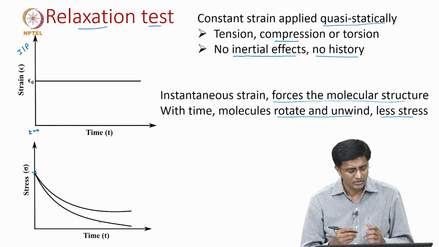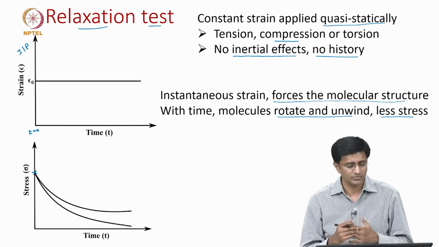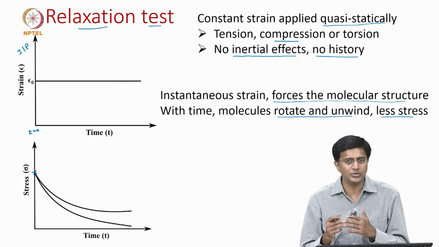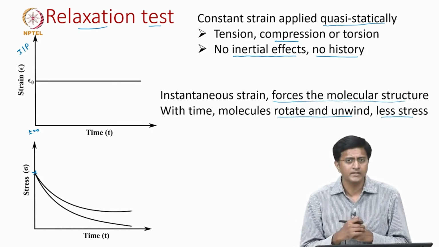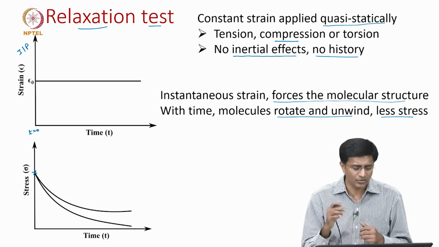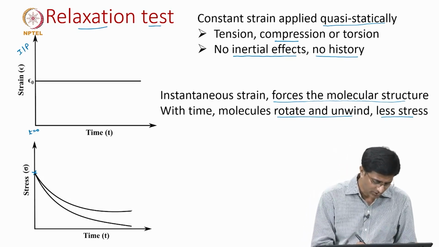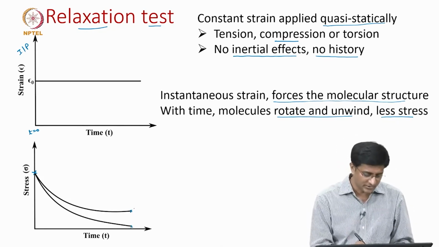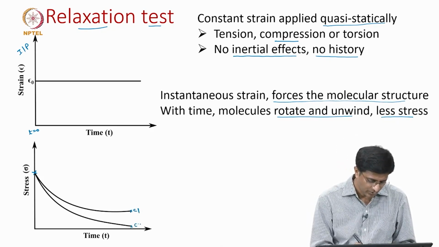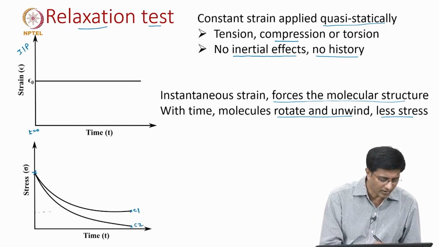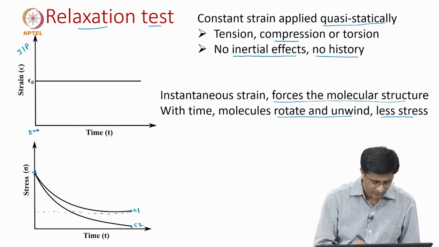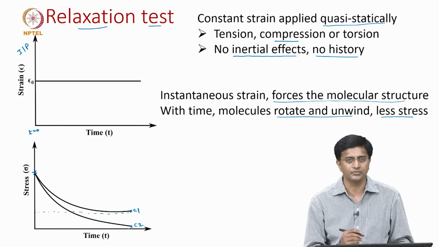Now, the question is, there are two possibilities for how these stresses can come down. Either they can come down all the way to 0 if you wait for a very long time, or they can come to a constant value such as shown in this curve. So, let us say this is curve 1 and curve 2. Curve 1 is when it is coming to a constant value, let us say at very long times, and in curve 2 it reaches 0.